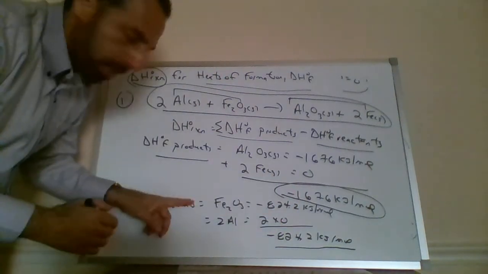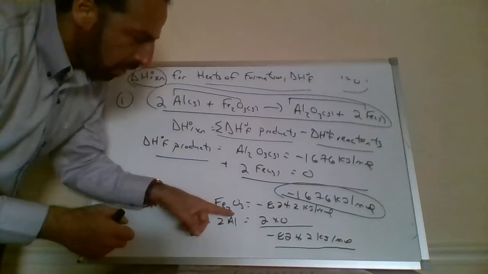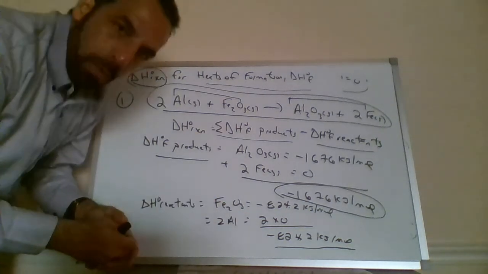And then I do the same for the reactants. 1 iron 3 oxide, that's minus 824.2. I've got 2 aluminums, but aluminums are 0. So this is my delta H formation for the reactants.